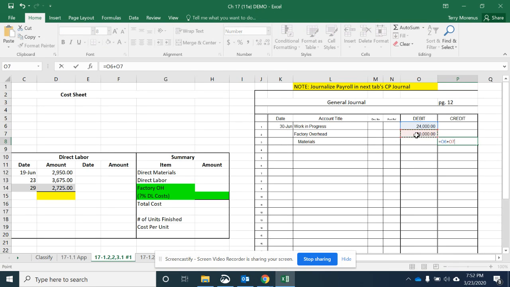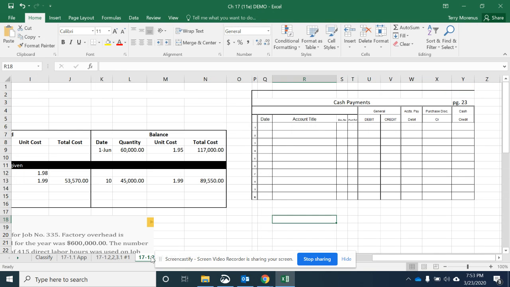You can do this a couple ways, use your sum or add them up separately. Either way, you get $44,000 worth of materials that have been requisitioned or used in production. Okay. Now, the next one is payroll. So we're going to click on the next tab, and we're going to be in cash payments. All right, so let's take a look.